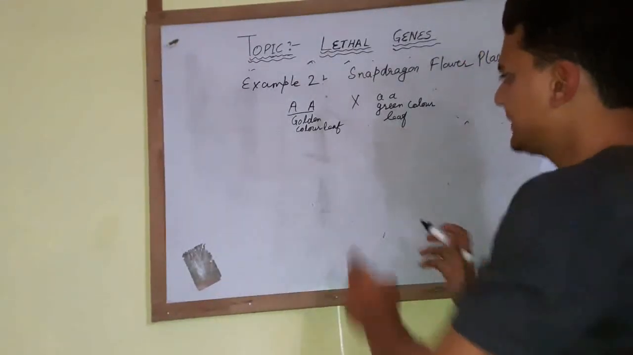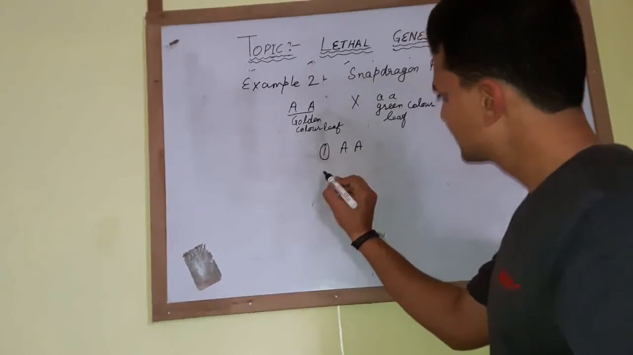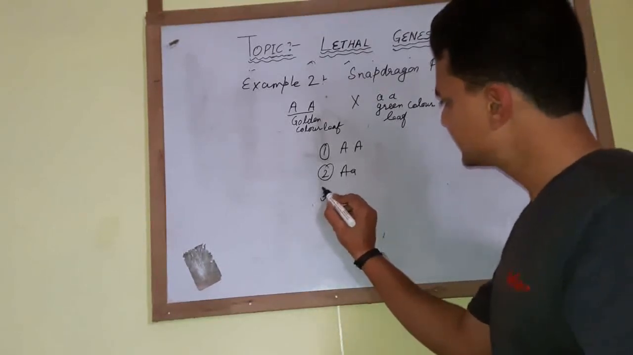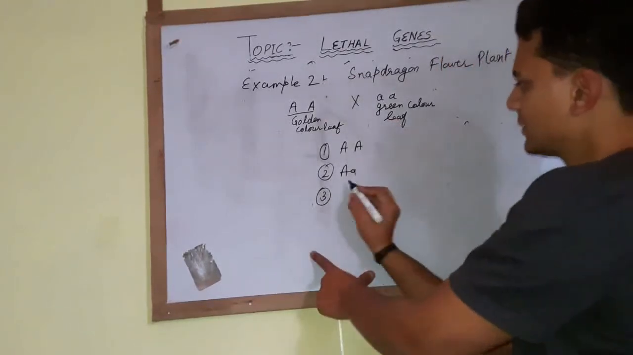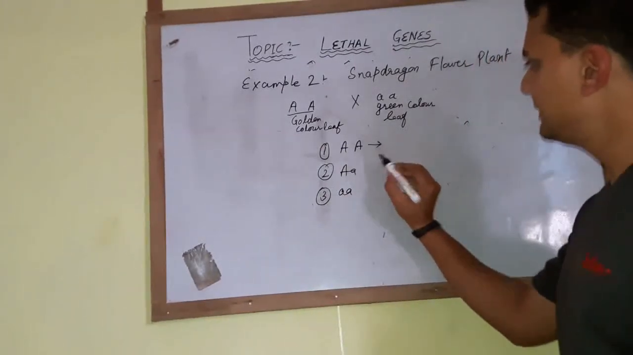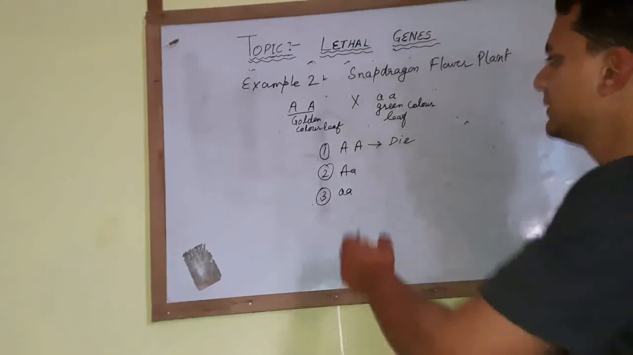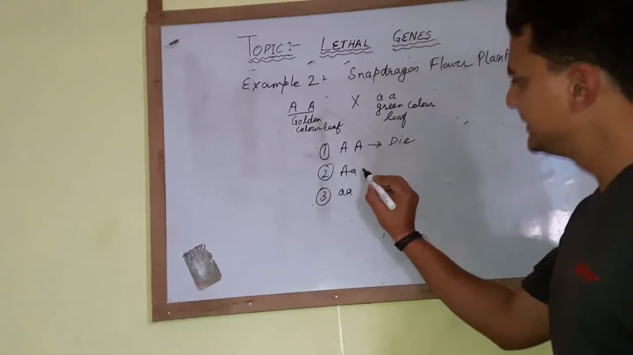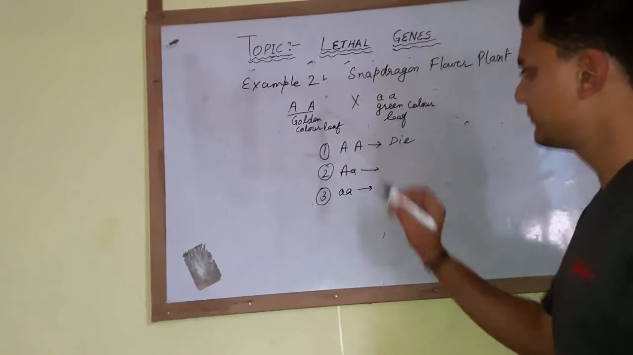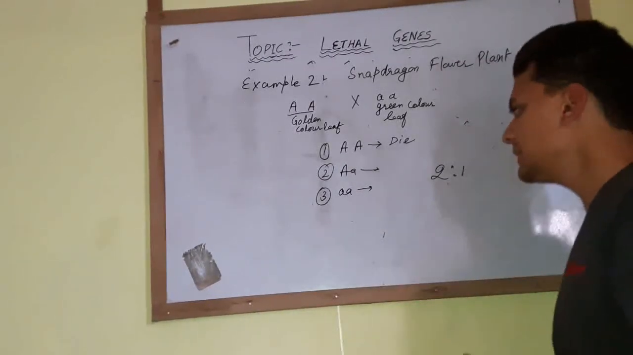So the 3 cases that we will get are AA, that is the very first case. Second case Aa, that is carrier. Third case again aa, where this one will die, right? Because it will be lethal, and these 2 of the offspring will survive. So the ratio that we will get is 2:1, right?